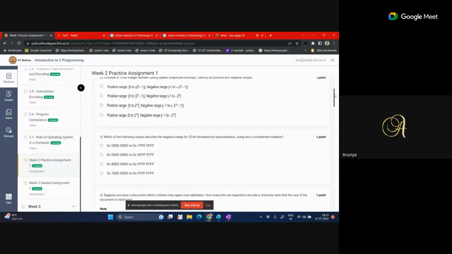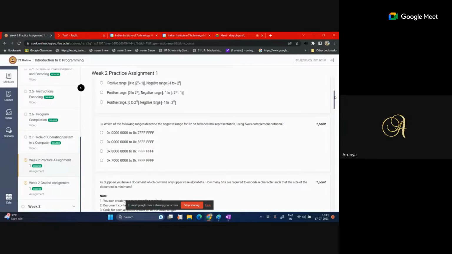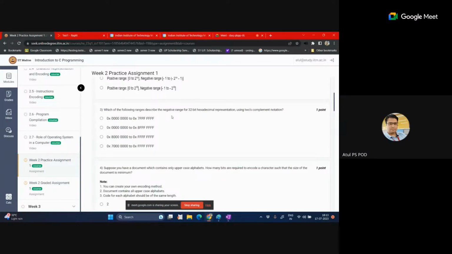And next is the third question. Here we are talking about the two's complement notation. Negative range for two's complement notation, but in hexadecimal. The same thing here also: we will consider one bit for the sign. And what will be the positive range after taking one bit for the sign?